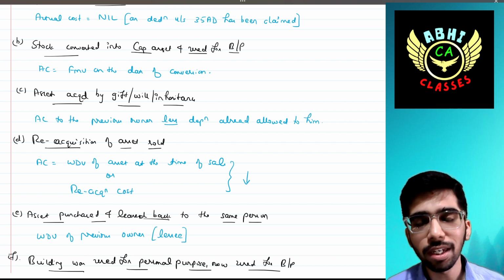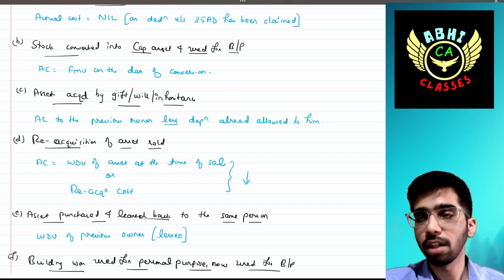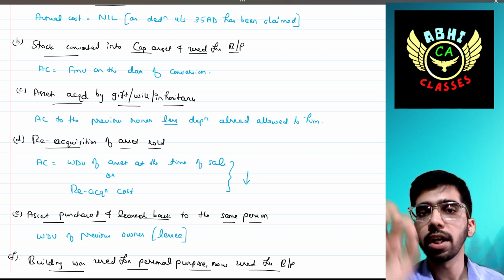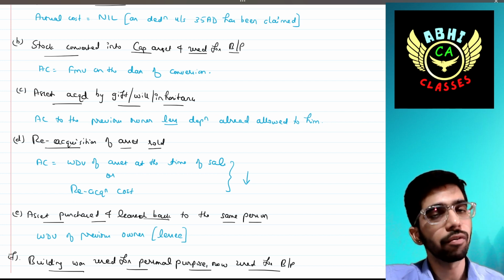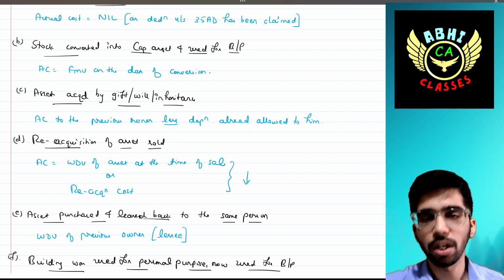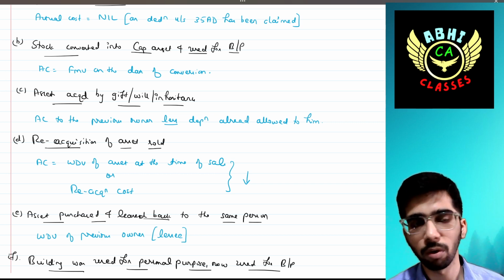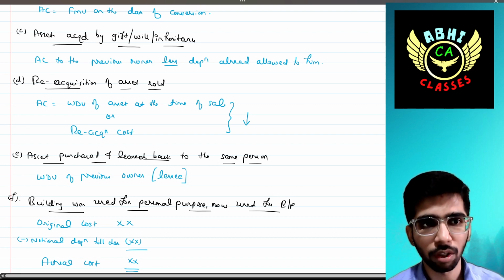The cost for me is the actual cost for that person, that is Mr. X, less the deductions already allowed to him. If he has claimed any depreciation, then that should be reduced to arrive at the cost for my books of accounts. Then reacquisition of assets sold.